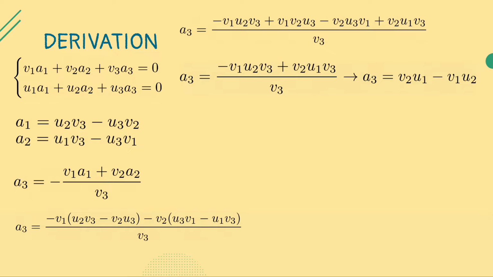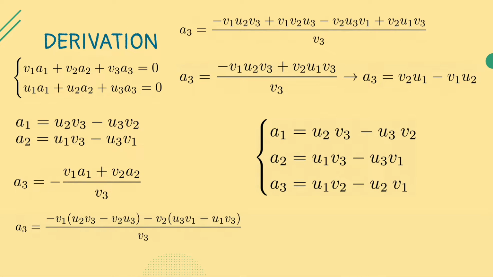So I'm going to end up with v2 u1 minus v1 u2, and that is what I have for a3. So a1 is u2 v3 minus u3 v2, a2 is u1 v3 minus u3 v1, and a3 is u1 v2 minus u2 v1. That's how we find the cross product of two vectors, by computing those three components, which brings us to a vector. Unlike the dot product, where the dot product of two vectors gave us a scalar, the cross product of two vectors is going to give us a new vector.